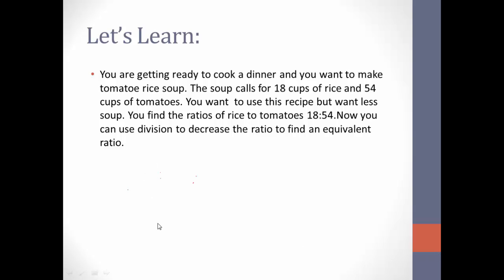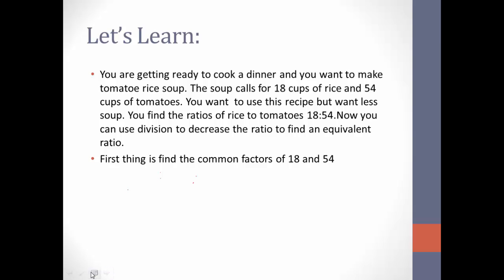Let's learn. You're getting ready to cook a dinner and you want to make tomato rice soup. The soup calls for 18 cups of rice and 54 cups of tomatoes. You realize this is way too much and you want this recipe but want less soup. You find the ratio of the rice to tomatoes, which is 18 to 54. Now you can use division to decrease the ratio to find an equivalent ratio. So how do we do that?